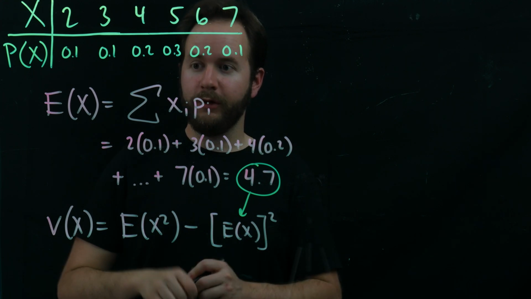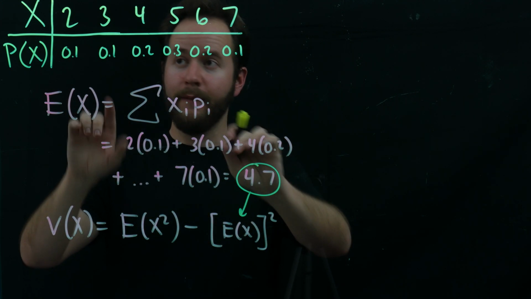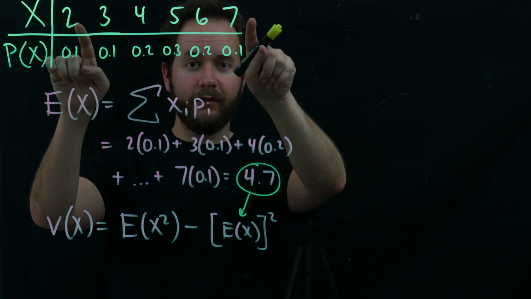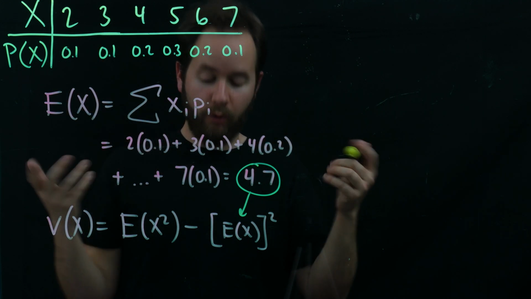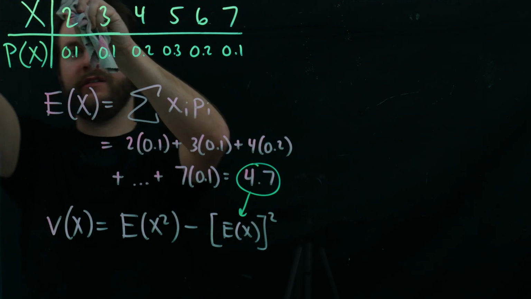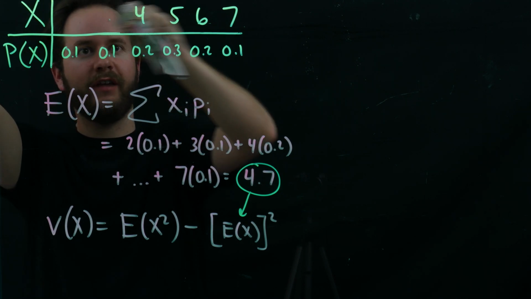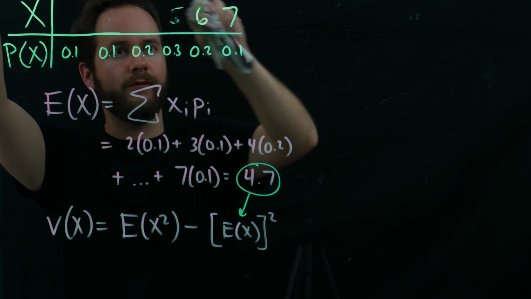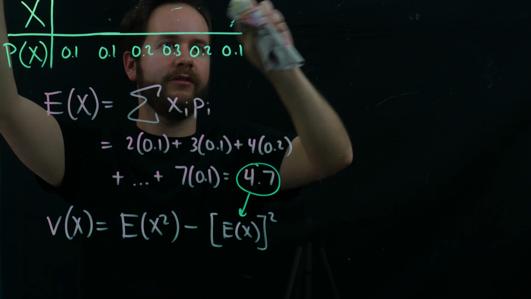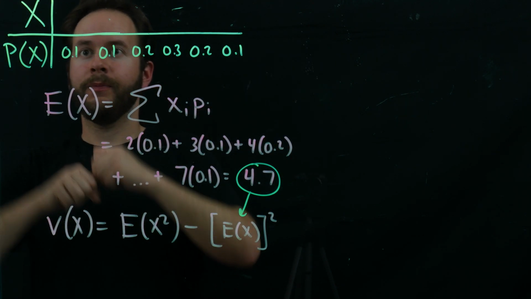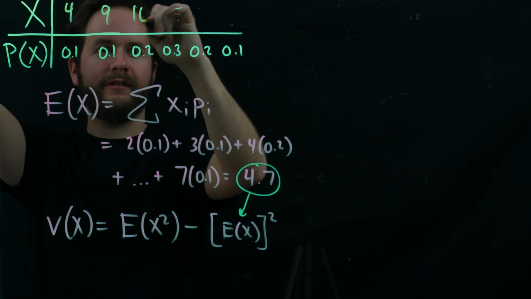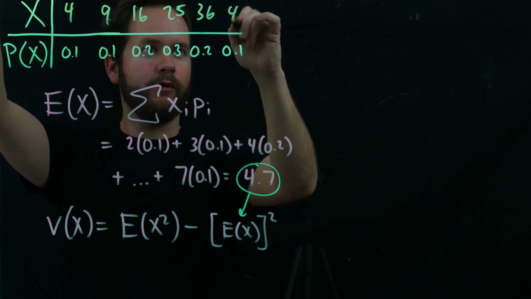What we need to do is the same exact calculation we did before, but with the squares of these values. So we can make a whole brand new table, or we can just fix this table. We're going to square each of these x values up here. So instead of saying 2, 3, 4, 5, 6, and 7, we're going to say the squares of those values, or we're going to say 4, 9, 16, 25, 36, and 49.